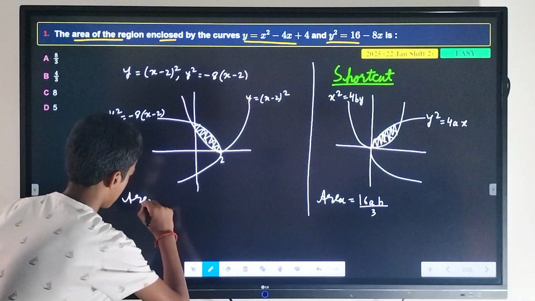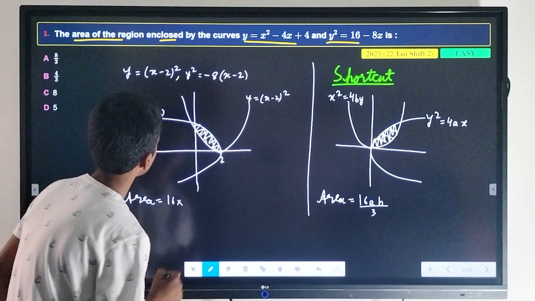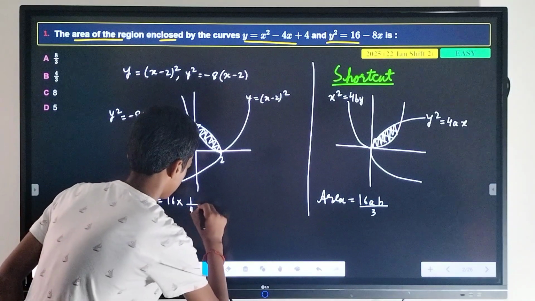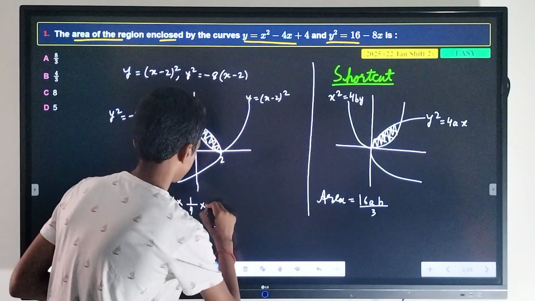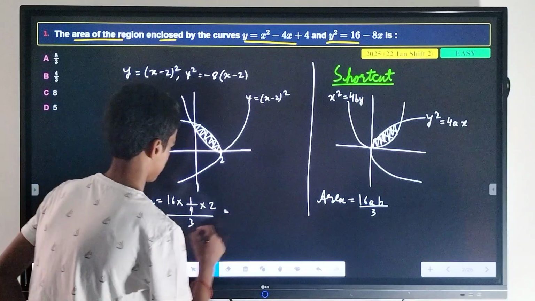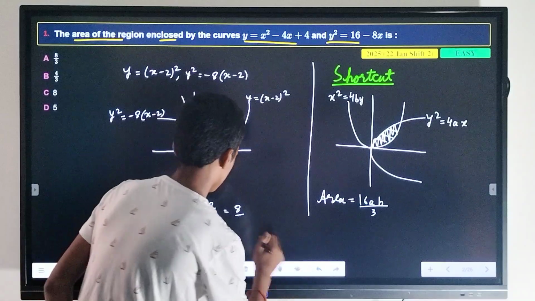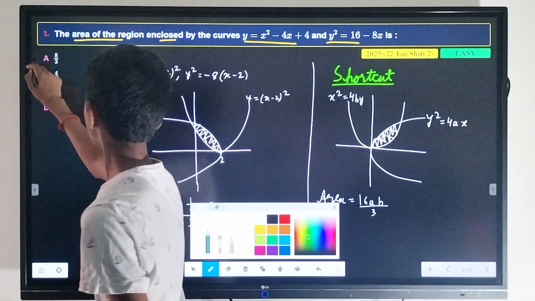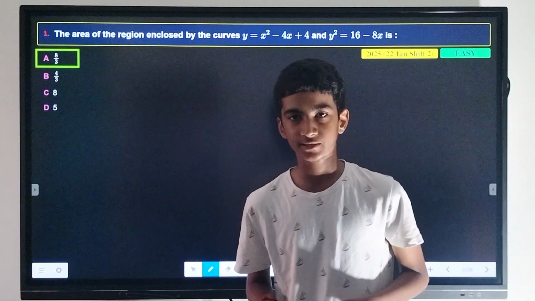So our area is equal to 16 into, in this equation a will be 1 upon 4, and in this b will be 2. So this is equal to 16 by 2, 8 upon 3. So our answer is option A. From here we can see that our answer is correct.